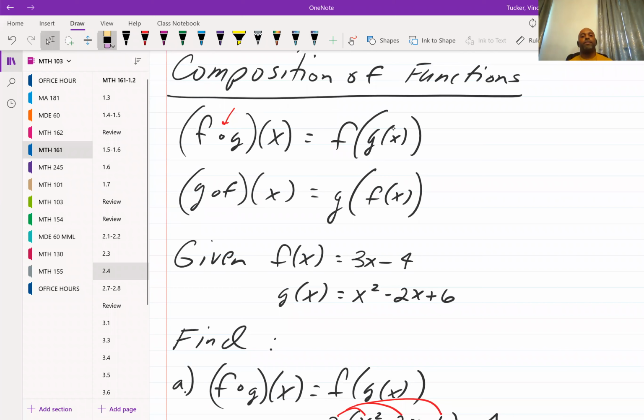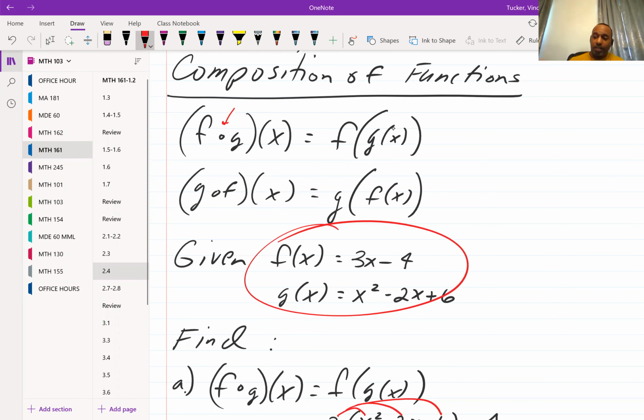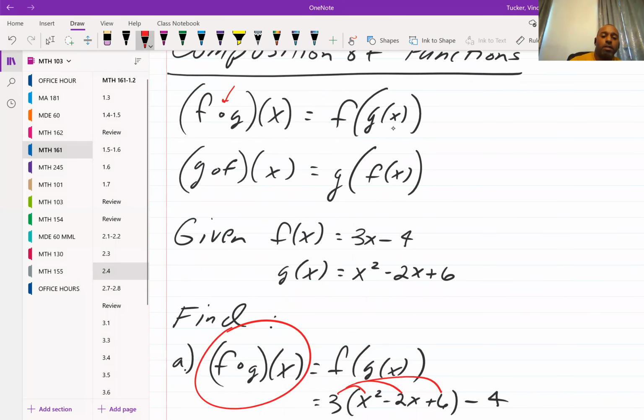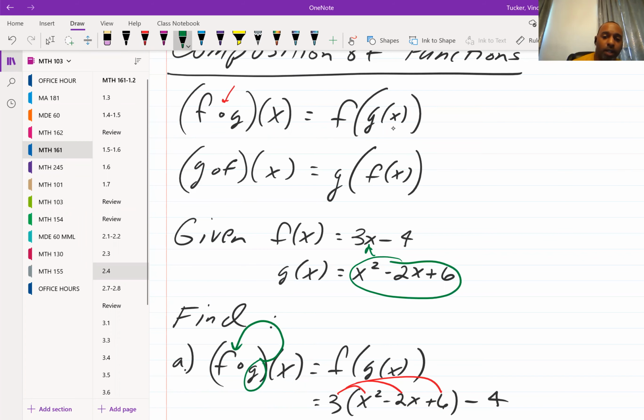All right, so let's find the composition of those relationships. Once again, you see how it's given what f of x and g of x are. f of x for us this time is 3x minus 4. g of x is x squared minus 2x plus 6. And they tell us to find f of g of x. So once again, the relationship that we're emphasizing is that g is going to be plugged into f. So we're going to take this whole function of g and plug it into f where we see x.